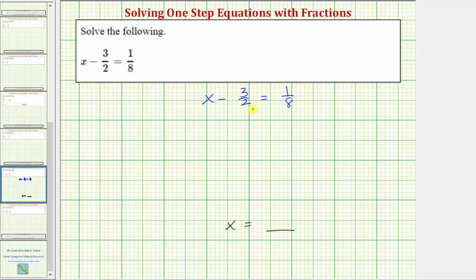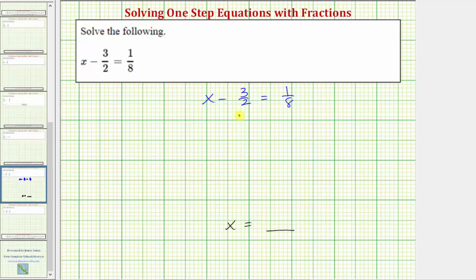In order to isolate x on the left side of the equation, we don't want this minus 3/2 here. To undo minus 3/2, we need to perform the opposite operation, the inverse operation, to both sides of the equation. Therefore, to undo minus 3/2, we need to add 3/2 to both sides of the equation. For this example, instead of showing the addition underneath the equation or vertically, I'm going to show it horizontally because we have fractions.